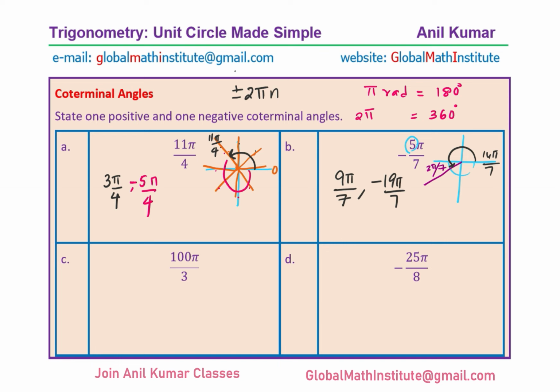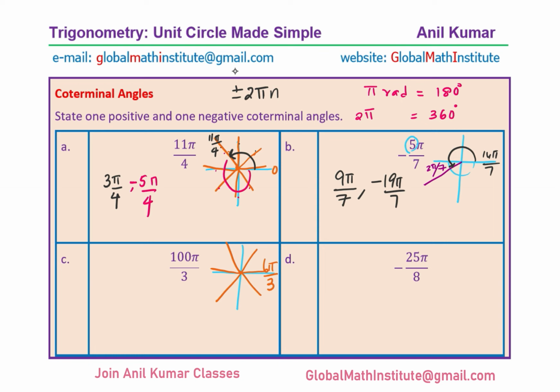We need to now figure out what could be the coterminal angles, right? Well, 100 pi by 3 really means the pi is divided into 3 equal parts. Think like this: we have 3 equal parts here, 1, 2, 3. And then we have 4, 5, and 6. So this is like 6 pi by 3. 2 pi is 6 pi by 3.